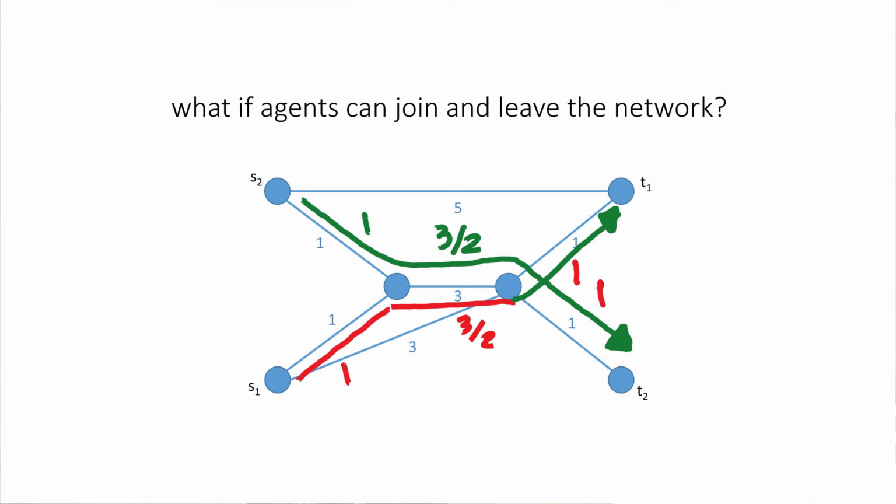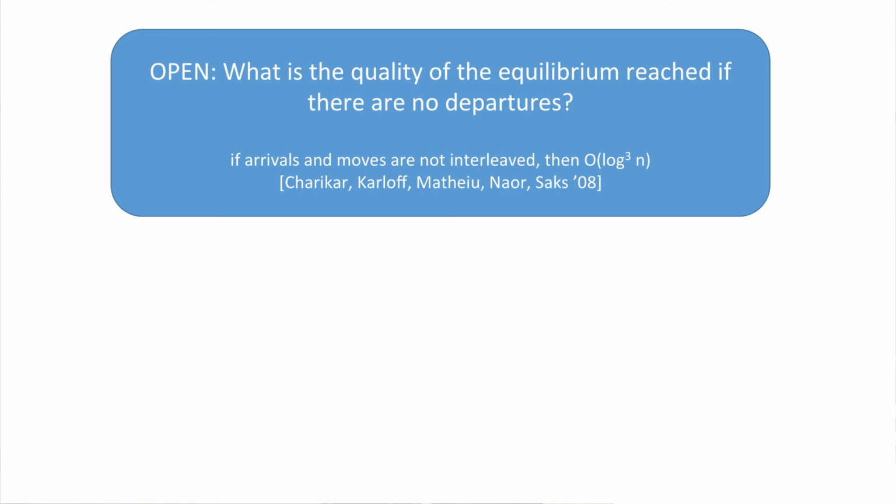So, the question is, what if I have these arrivals and moves? Agents can arrive at any time, they can move from their current state to a better route at any point of time. How good is the equilibrium that I get at the end? And this is also open, nothing is known, except in a very special case.